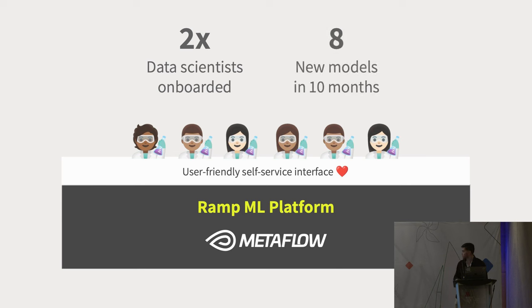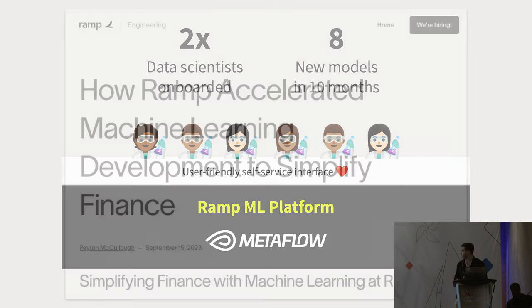We've also been able to productionize 8 new models in 10 months. And that's huge compared to where we were before Metaflow. It took 4 months to ship one model, versus 8 in 10 months. That's significantly faster. So with Metaflow, we provide a reliable, intuitive, and easy to use platform for data scientists to build data science models and maintain them in production. And it's significantly increased our development velocity with data science.